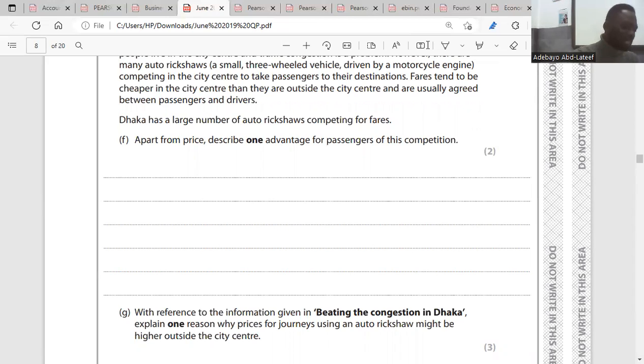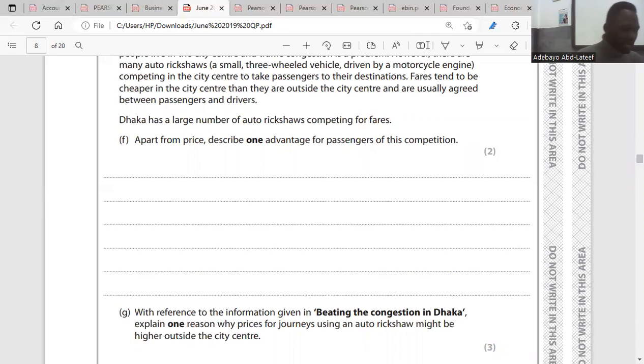There's an increasing competition of rickshaws in Dakar. So what is an advantage? It becomes an advantage when competition increases. It is an advantage to consumers because it gives consumers more choice to make. Aside from price, the other thing is that consumers will have more choice to make.